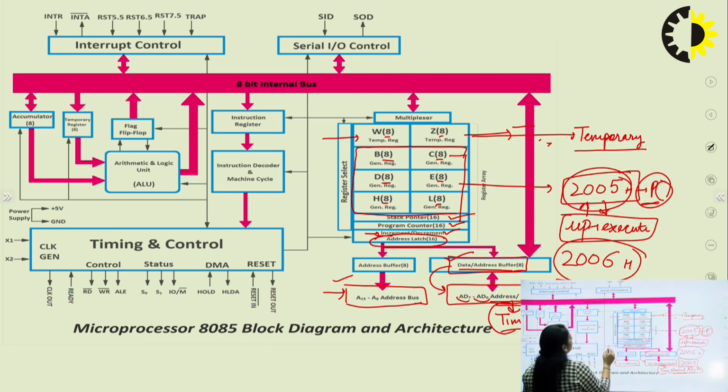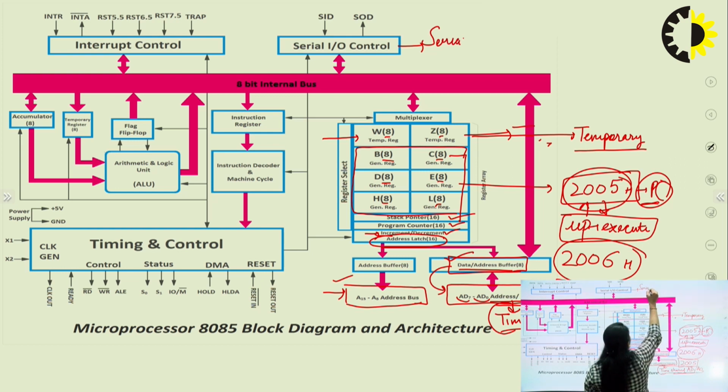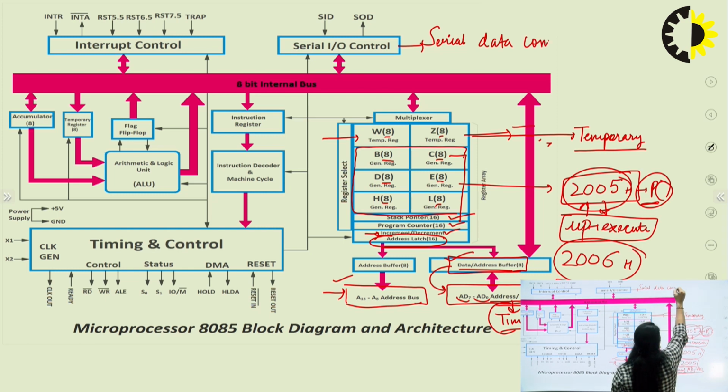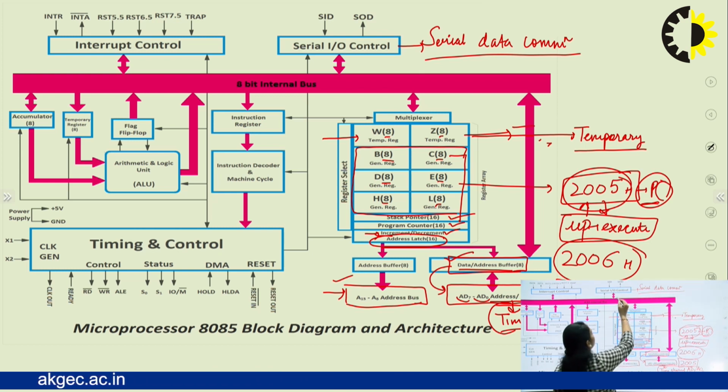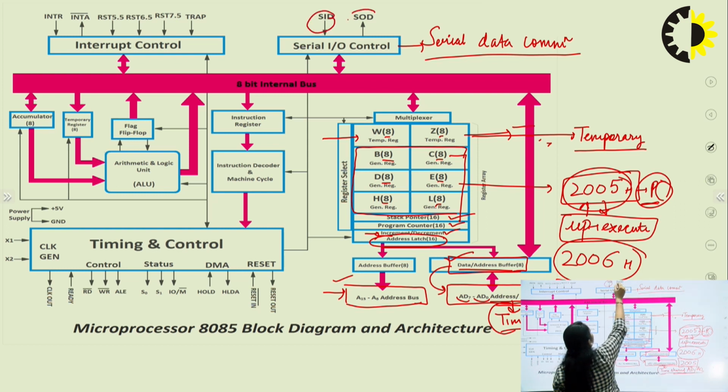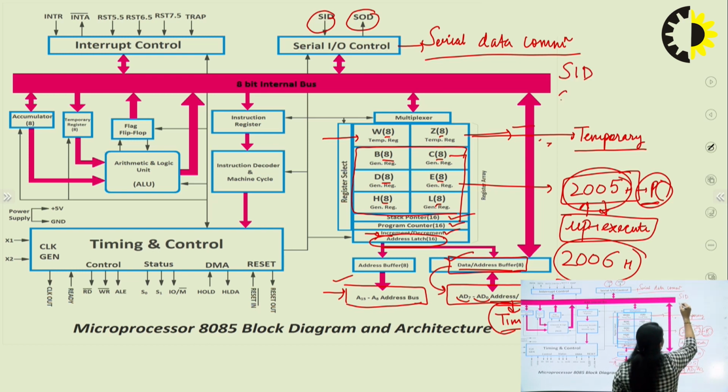So next is our serial input output control. This group is used for serial data communication. If the microprocessor is communicating with other peripherals like input output peripherals, then this pin group is needed, and further there are two pins, SID and SOD. These two pins we will be discussing in our next lecture.